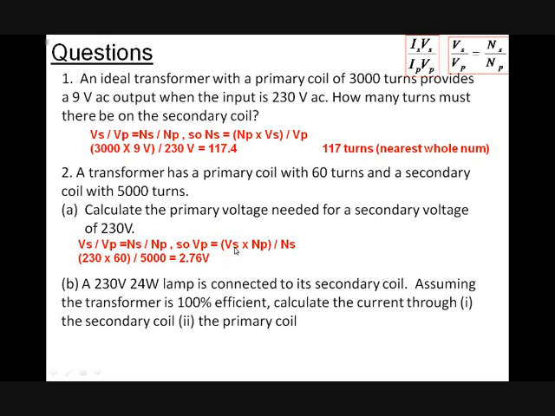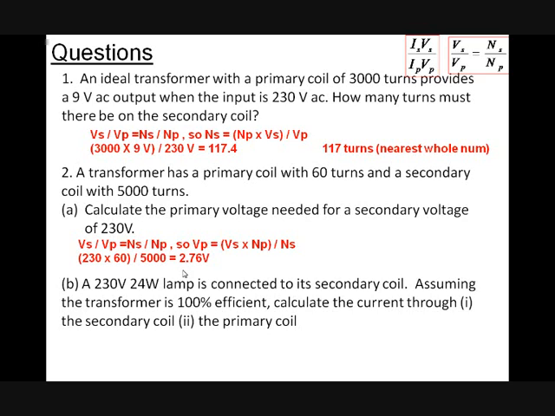My voltage on the secondary is 230 volts. It says here for a secondary voltage of 230. My number of turns on the primary is 60, and my number of turns on the secondary is 5000. Again, shovel that into the calculator, and you should come up with an answer of 2.76 volts.